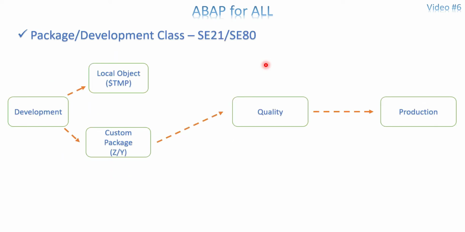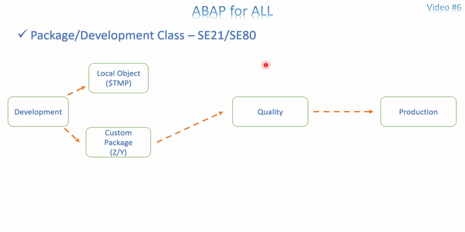Next, package or development class. Development class is another name for a package. Normally in lower versions, the package concept was not introduced. We used to call this development class, and I believe in some advanced versions, maybe ECC, the package concept began. It's the same, they just renamed the concept name. That's all. Package is nothing but a folder.